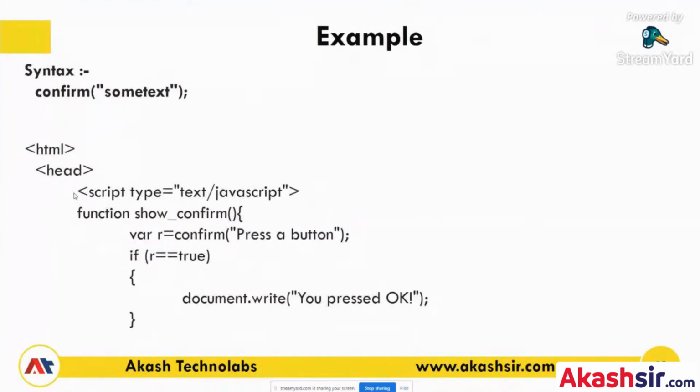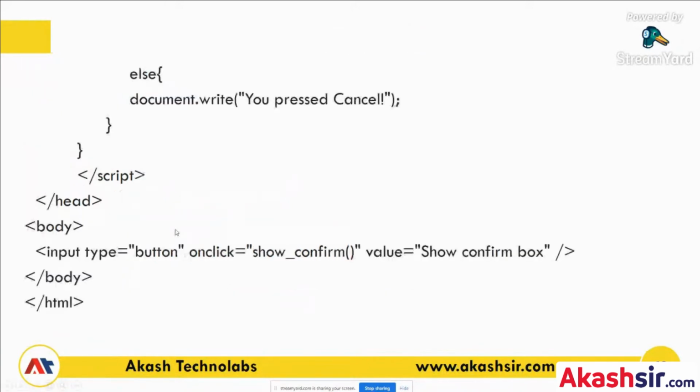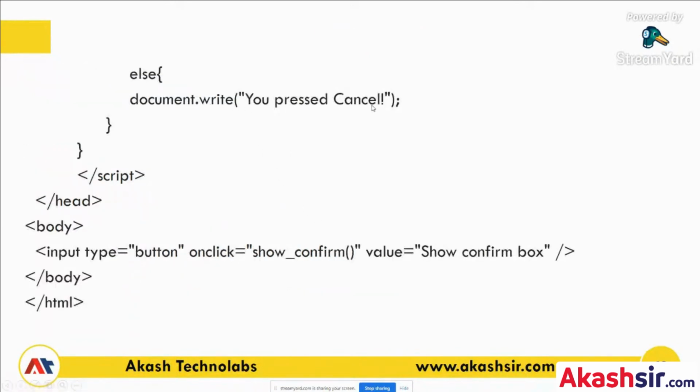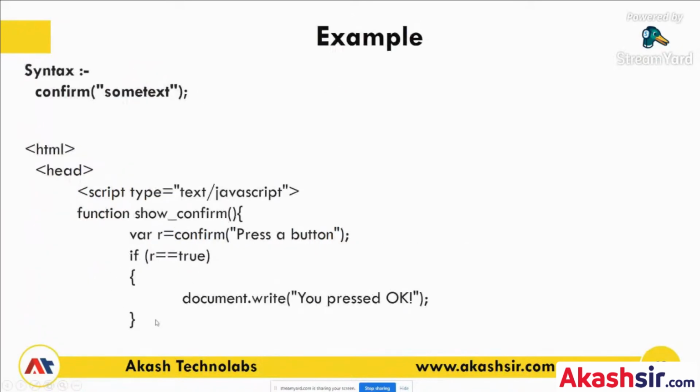Okay, so now what is next? Let's say you want to check whether the user has clicked on OK or cancel. Then you can simply check with one variable. What we have to do: first we take one button, and on clicking the button we display the confirm box. First we will take one variable, and the variable will store your value, whether it is true or false. If it is true, then the user has clicked on OK, else the user has clicked on cancel. So this is one simple example of an if condition.